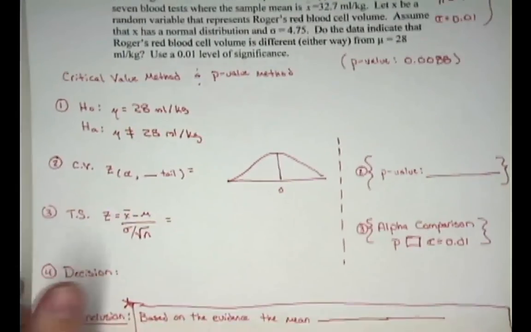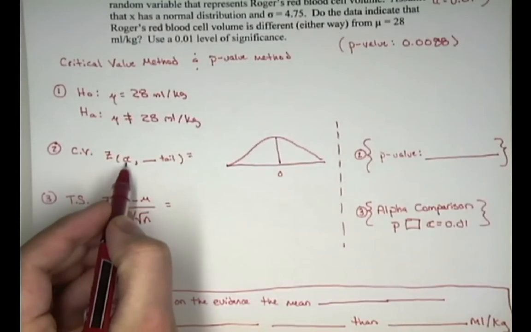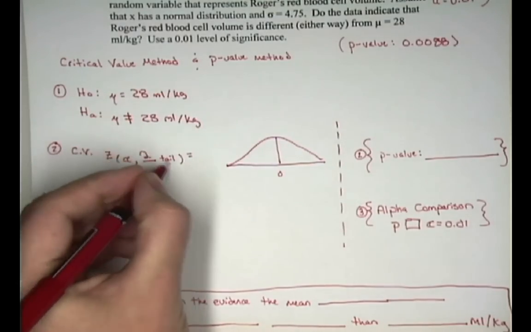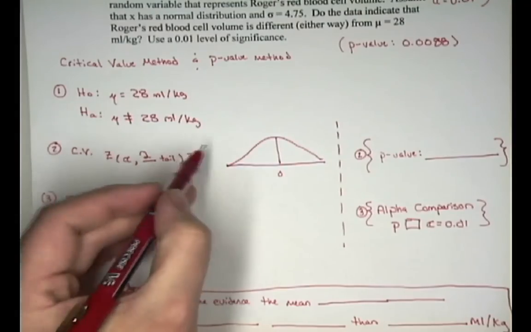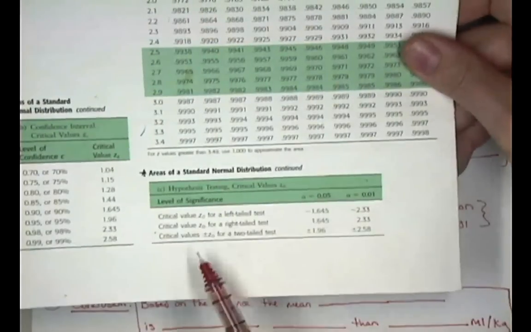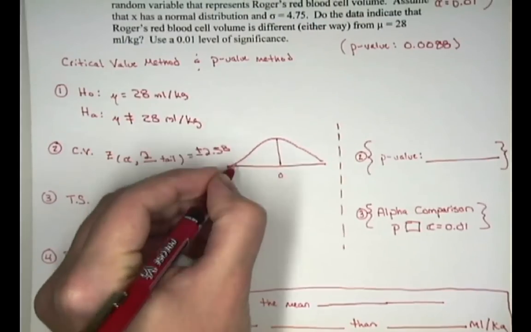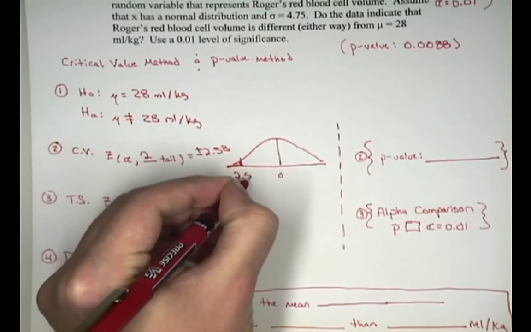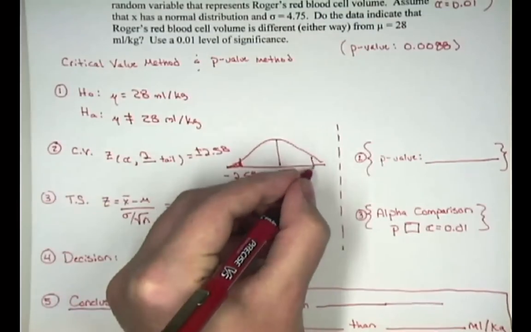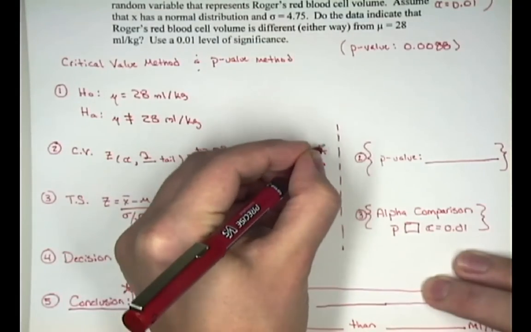Okay. The critical value, if you're doing the critical value method, you need to get in your z table and look up your alpha level of significance, which is 0.01 in this problem. We're going to be doing a two-tailed test because this symbol is not equal to, so we're going to have two tails. So let's get out our z table. Look up your critical value for a two-tailed test. When alpha is 0.01, it's plus or minus 2.58. Plot your critical values and shade your rejection regions. I like to label them, you don't have to.